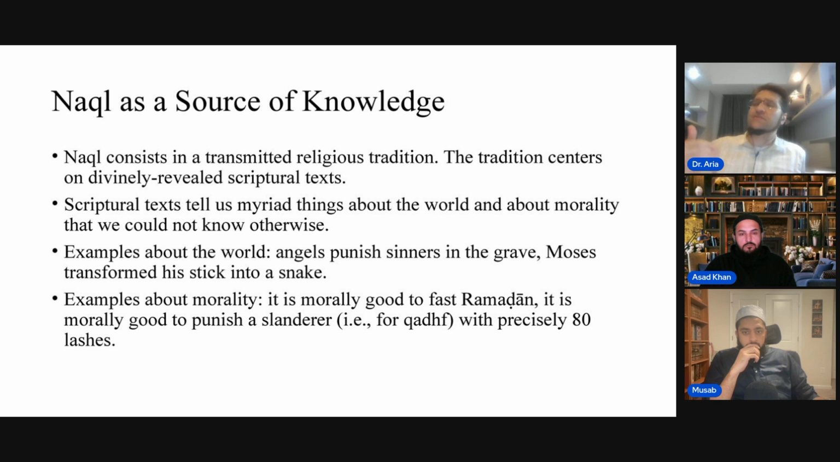Not only do these divine texts tell us things about the world that otherwise we could not know for ourselves, these texts tell things about morality that otherwise we could not know for ourselves. So how would we know that it's morally good to fast Ramadan, that it's praiseworthy to fast Ramadan, if this was not revealed to us by scriptural texts? How do we know that it's good to pray 5 times a day as opposed to 4 times a day? How do we know that it's good to punish a slanderer, or someone engaged in qadhf, with exactly 80 lashes? This is something that depends on scriptural texts. Aql alone, reason alone, is not something that could tell us these things.